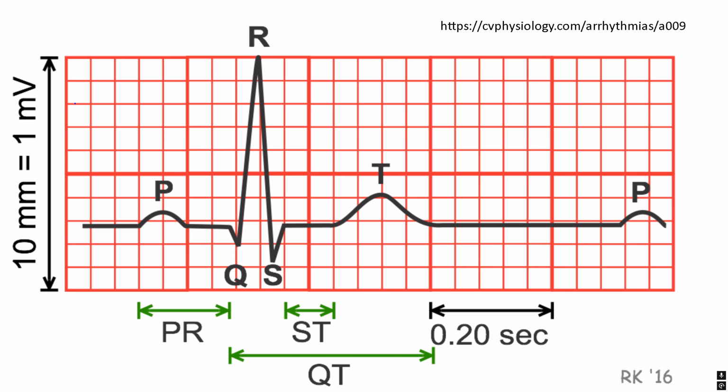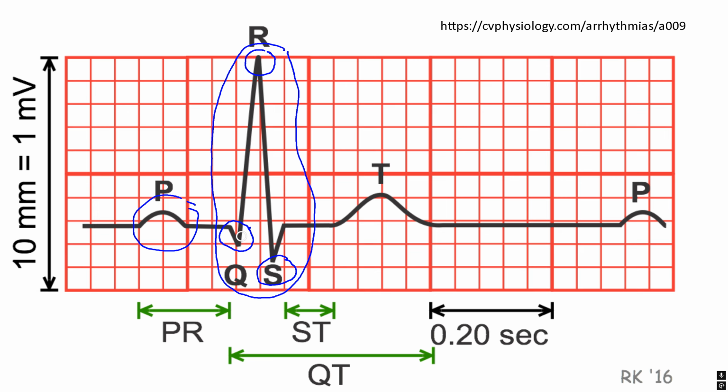Just some basic terms here, okay? The P wave always precedes the QRS, and it is a sign of atrial depolarization. This whole thing right here is called the QRS complex. So let's go over the terms. The Q wave is the first downward deflection after the P wave. The R wave is the first upward deflection after the P wave. And the S wave is the first downward deflection after the R wave.